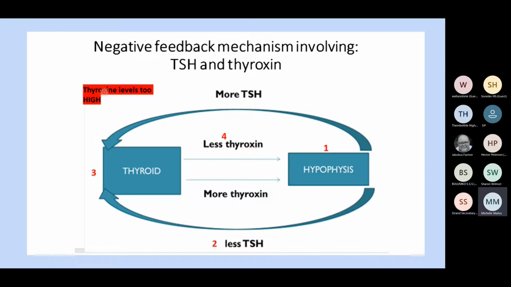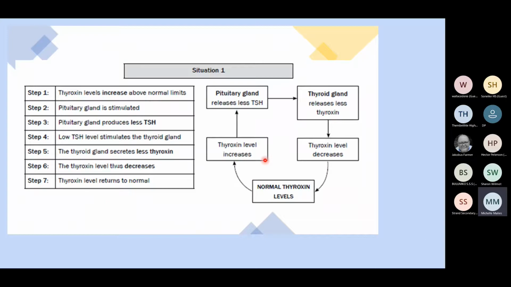Take note, grade 12, thyroxine levels is high. Look at the negative feedback. Less TSH, less thyroxine. Thyroxine levels go back to normal. So there are a couple of diagrams, grade 12, that will help you to understand this process, because you need to be able to understand this.